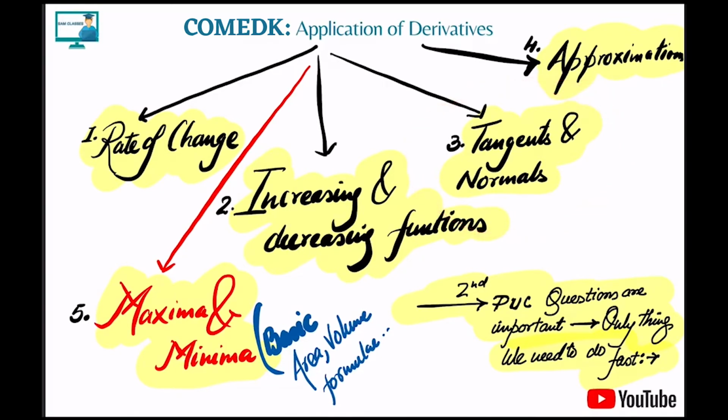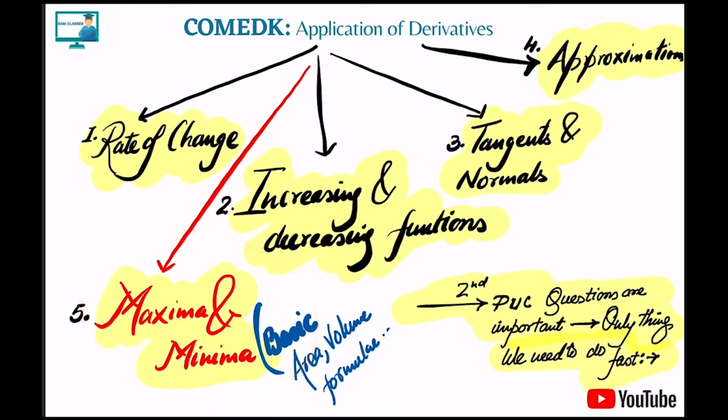What is the equation of a tangent for any kind of curve? We'll figure it out. Then we'll learn about approximation. We can't always find the exact value, so can we approximate it to some nearest value? How to do that? Using the derivative. And then the most important, maximum and minimum.